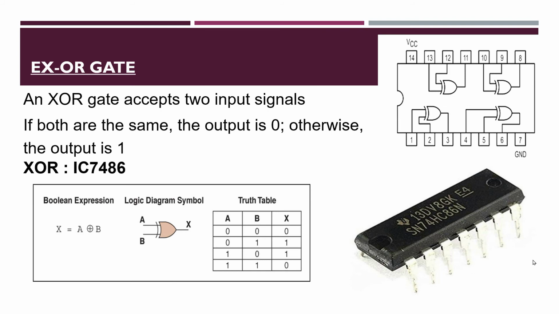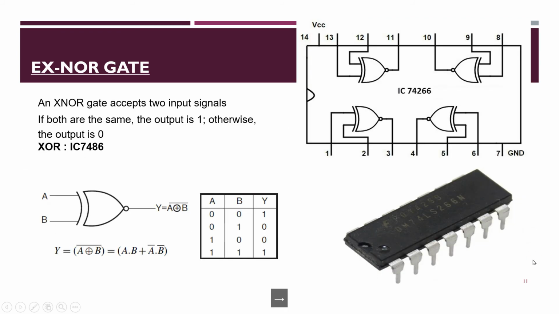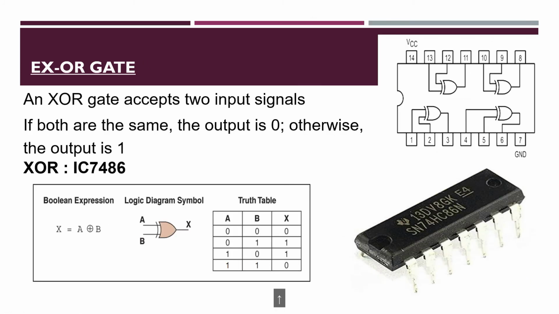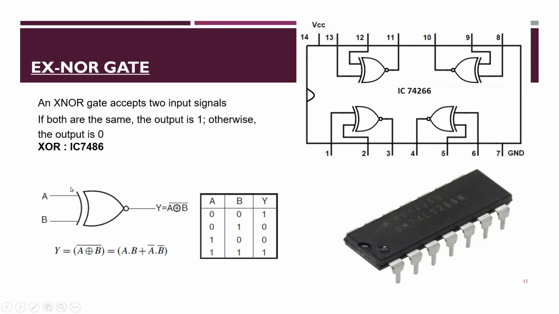So that's all about the XOR gate, and the last one is going to be your XNOR gate. Here, XOR followed by NOT is called XNOR. So here you have an XOR gate diagram like this. If you have a bubble at the end of the XOR gate, it is going to be an XNOR gate. So here you can see there's a bubble at the end of the XOR gate. It is going to be an XNOR gate.